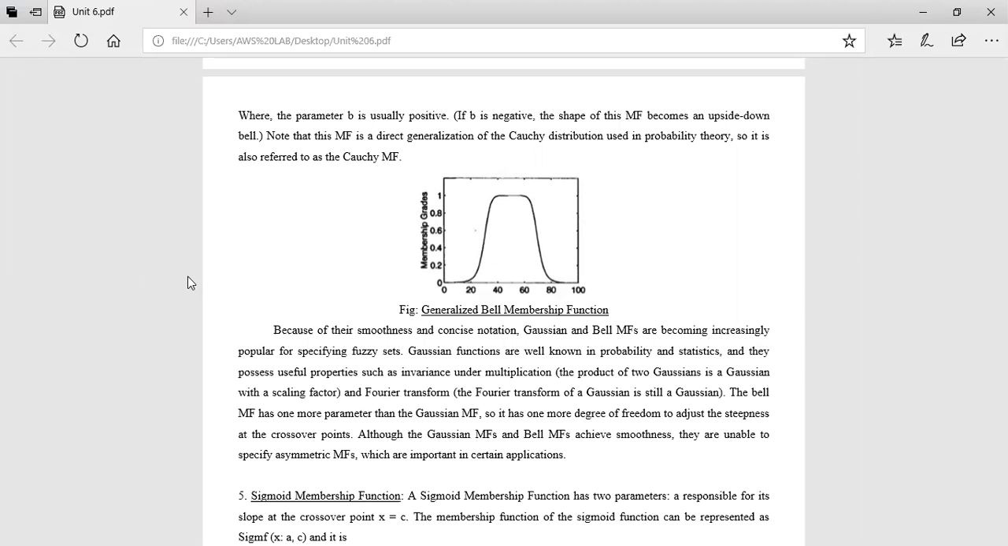So if we want to apply a membership function on fuzzy sets, then we are going to use Gaussian and Bell membership functions, right? Gaussian functions are well known in probability and statistics, and they possess useful properties such as invariance under multiplication and Fourier transformation. And the Bell membership function has one more parameter than the Gaussian membership function. Since the Gaussian membership function has two parameters, the generalized Bell has three parameters, A, B, and C. So it has 1 degree of freedom to adjust the steepness of the crossover points.